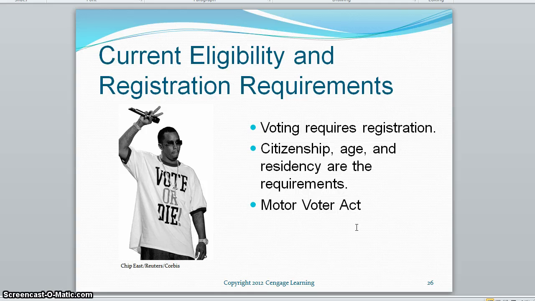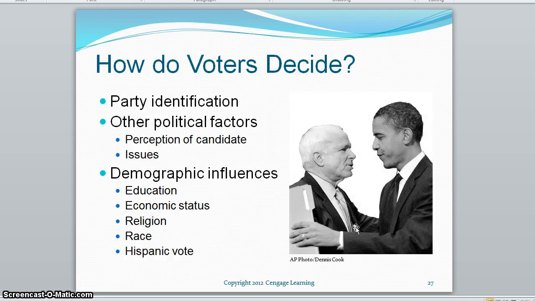Voting requires registration, one of the eligibility requirements. In 1993, Congress passed a motor voter bill, which allows for registration when applying for a driver's license or by mail. Some of the factors commonly influencing voters include party identification, perception of the candidates and issues, and socioeconomic and demographic factors. Except for race, the most important factor influencing voters is party identification or party affiliation, which is shaped by family members, peers, generational effects, and the media.